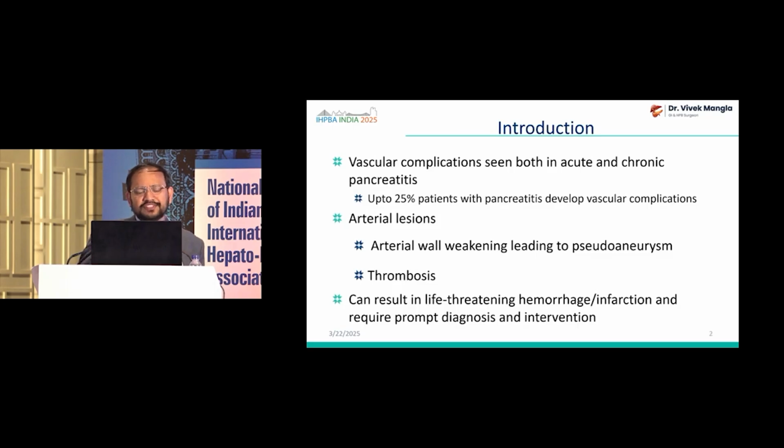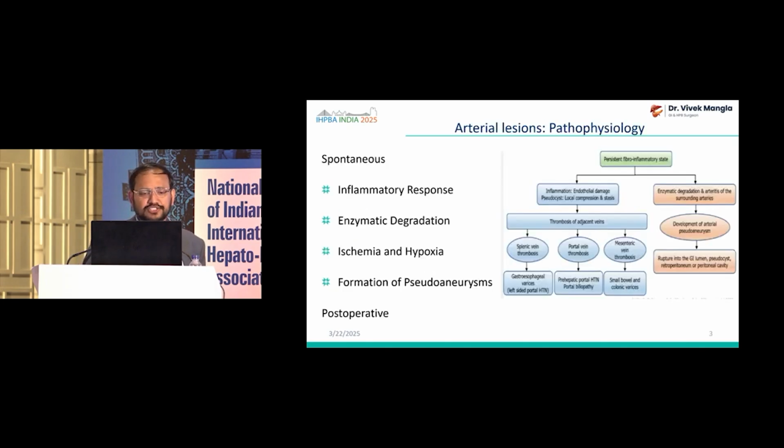Most important difference between arterial issues in pancreatitis versus the venous issues would be, like Dr. Harjeet said, venous issues would, by and large, the management would remain the same and the medical management would continue, but the arterial lesions will definitely need something because the risk of life-threatening hemorrhage. Usually, the spontaneous ones would be related to the same inflammatory pathways.